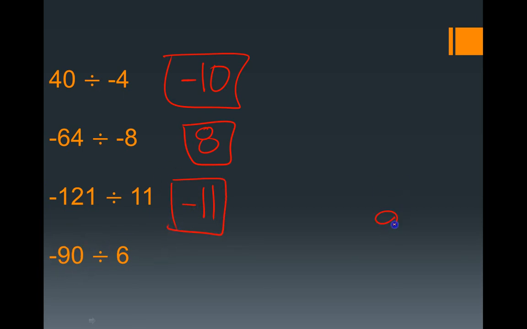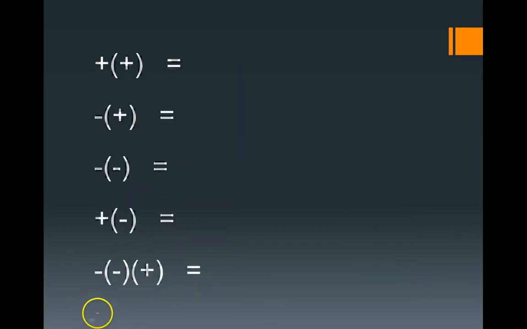90 divided by 6. We go 90 divided by 6. That's 1, drop your 0, 5. So you get 15. I have 1 negative sign. That's an odd number, so my answer is negative. Alright, so you can see that it works exactly the same way as multiplying.